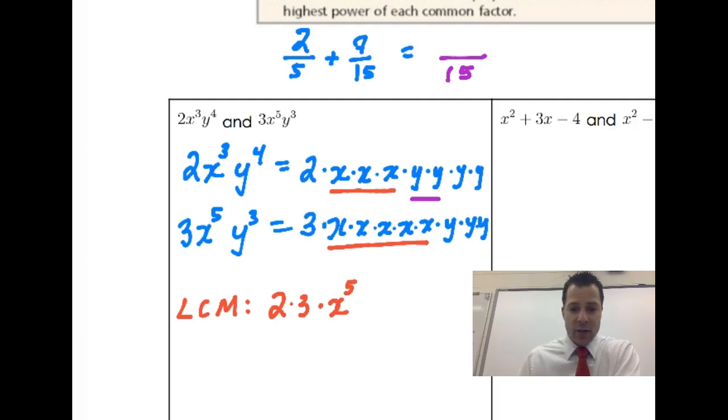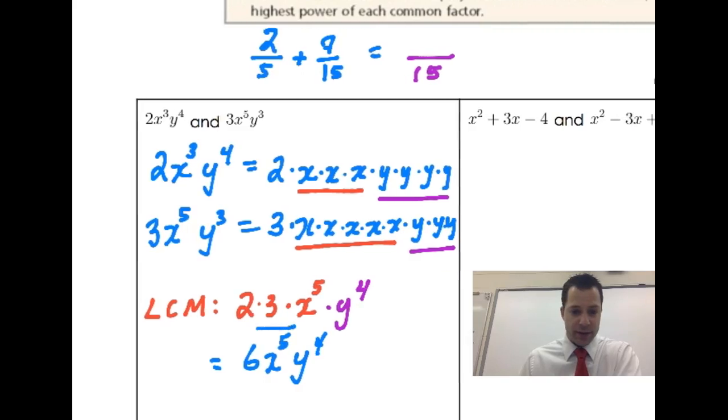Notice how we have y being multiplied 4 times in a row, and there's a y term down here, so both of them have a y term, and the definition tells us if they share a common factor, take the largest power. So it's going to be y to the 4th power. When we simplify this, we just get 6x to the 5th y to the 4th. That is the least common multiple, the LCM.